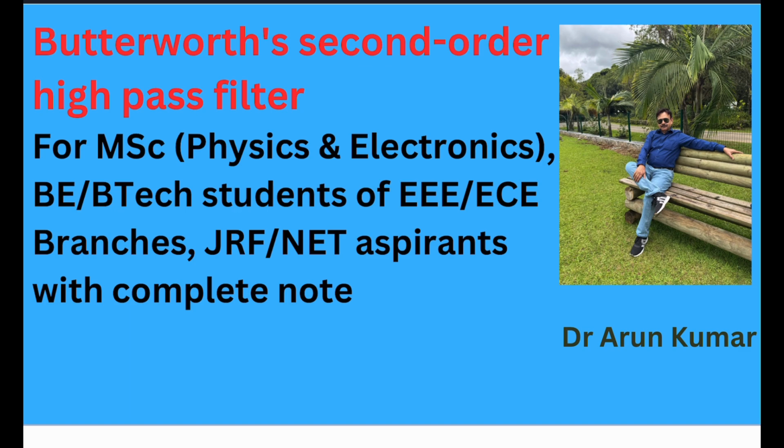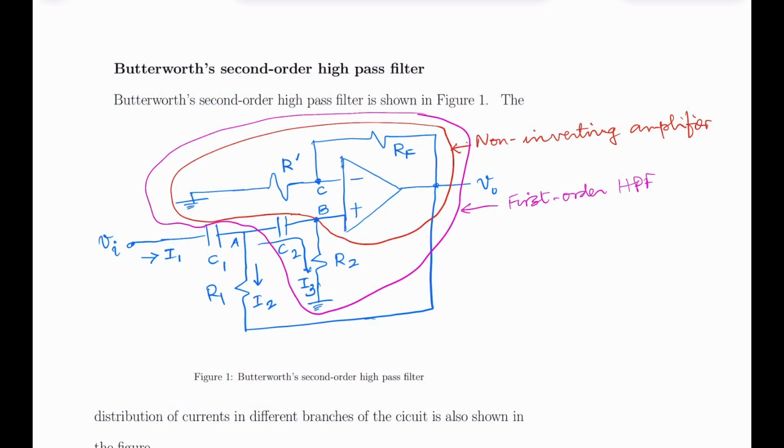Now let us come to the topic. Figure 1 shows you the Butterworth second order high pass filter. The circuit enclosed within this curve is your non-inverting amplifier, where RF is the feedback resistor and R dash is the resistor connected between the ground and the inverting input of the op-amp.